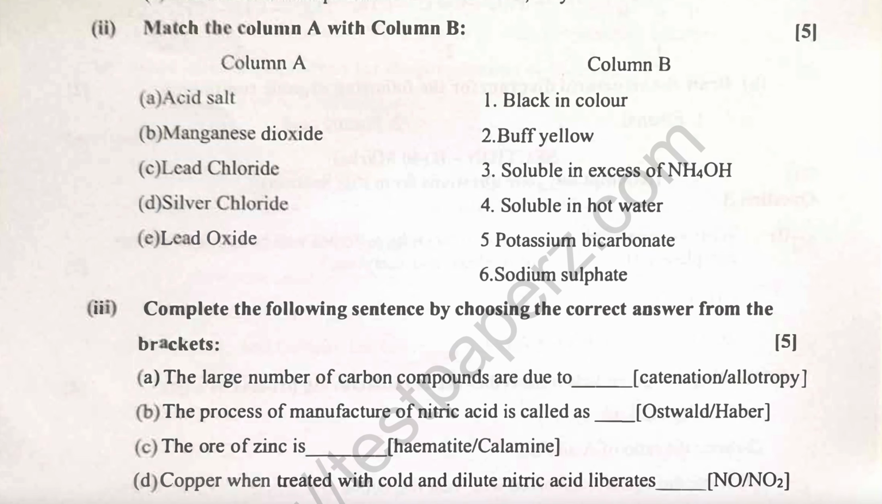Now let us look at the match the following. Acid salt will have H in it. Potassium hydrogen sulphate, can you see? Acid salt. So A is 5. MnO2 is an oxidizing agent, it is black in color. Where is black? The first option. Lead chloride is soluble in hot water.